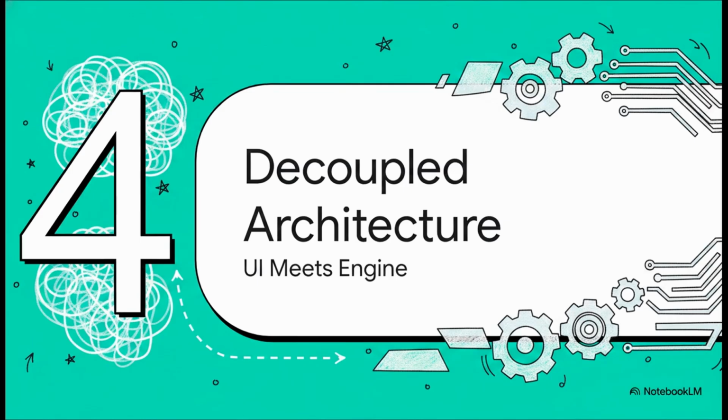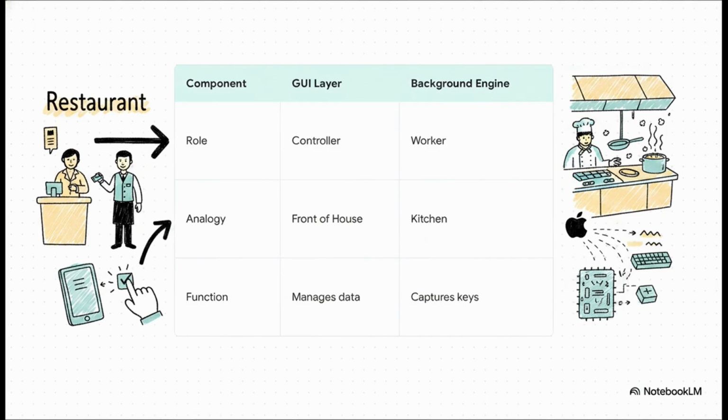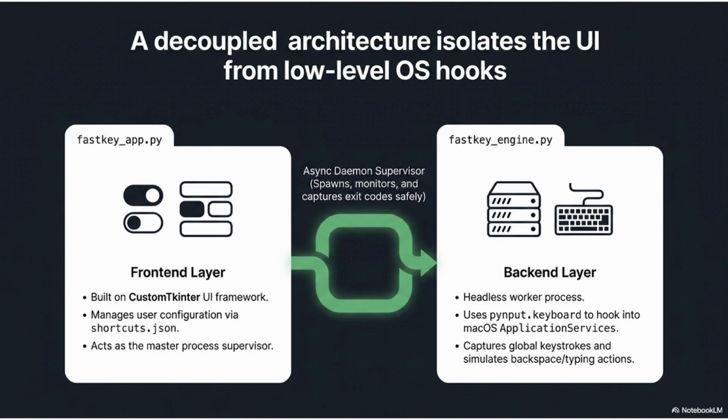Section 4, decoupling. UI meets engine. To solve these chaotic OS crashes, the developers had to radically separate the application's brains from its brawn. Think of it exactly like a restaurant. The custom Tkinter GUI is your front of house. It acts as the master controller, managing your configuration data and taking your shortcut orders. When you click Start, it safely spawns the background engine. That pynput background engine is the isolated kitchen. It's a headless worker process that securely hooks into macOS to execute the actual low-level keyboard commands completely isolated from the UI code.